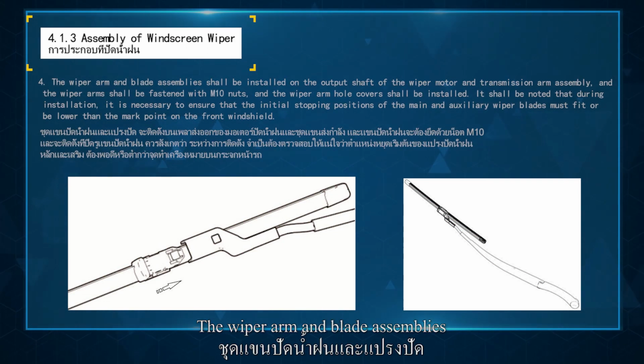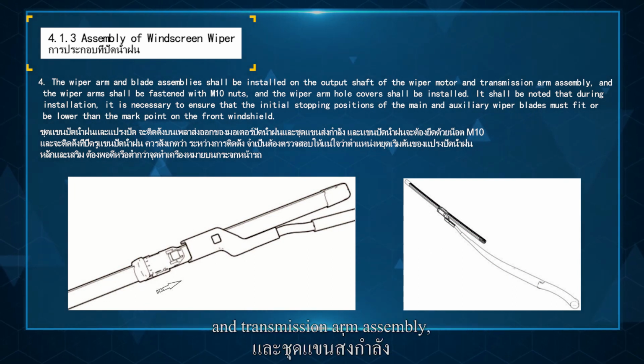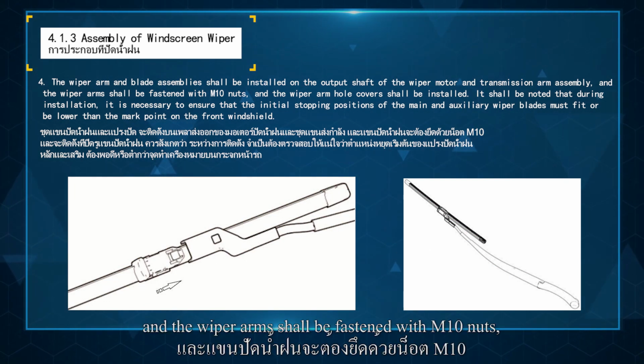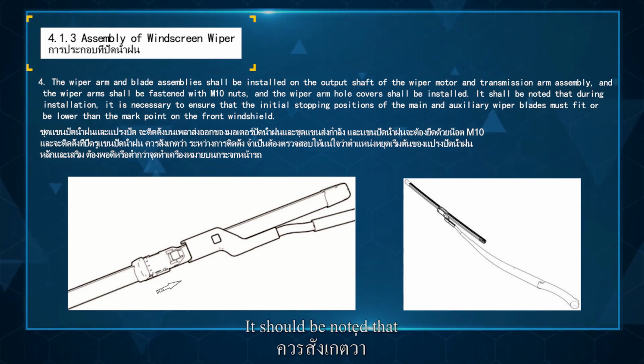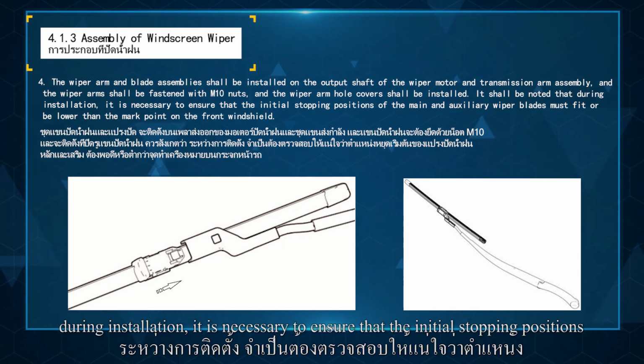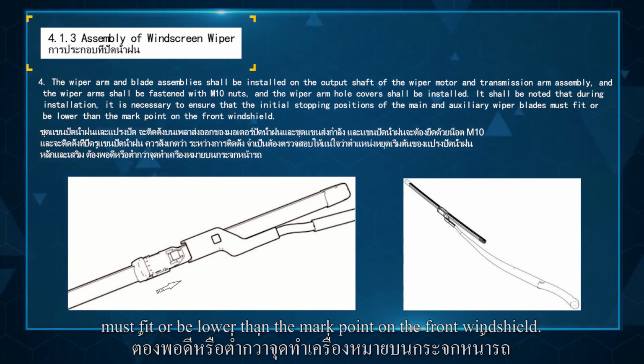The wiper arm and blade assemblies shall be installed on the output shaft of the wiper motor and transmission arm assembly, and the wiper arms shall be fastened with M10 nuts, and the wiper arm hole covers shall be installed. It should be noted that during installation, it is necessary to ensure that the initial stopping positions of the main and auxiliary wiper blades must fit or be lower than the mark point on the front windshield.